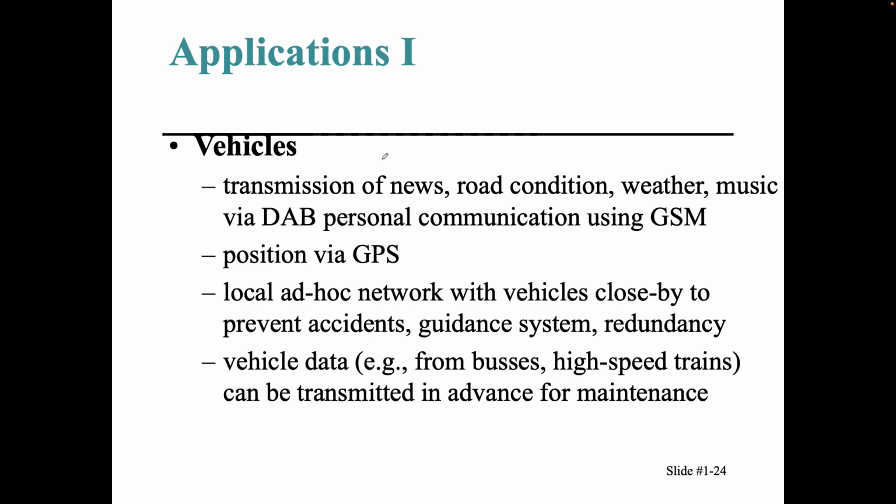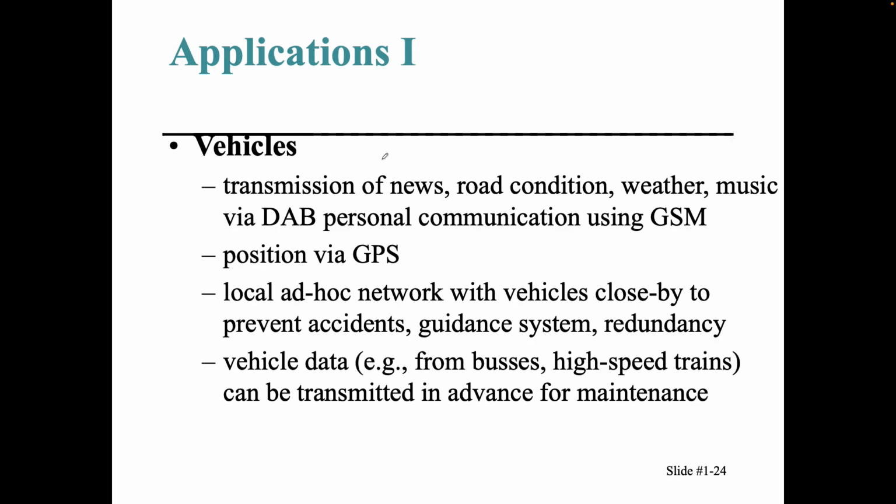You could have a wire plugged into your PC at your home, or your printer or something like that, which is a stationary object. But the whole purpose of having a vehicle is that it would move around. So this is where a vehicle is a suitable example of mobile computing. Transmission of news, road condition, weather, music is all done using GSM. GSM is your SIM card module thing.